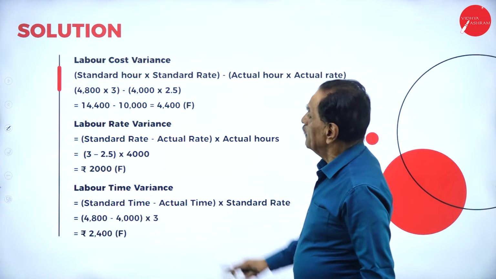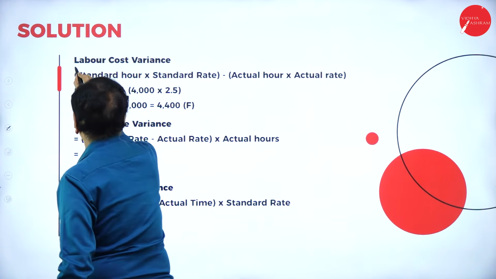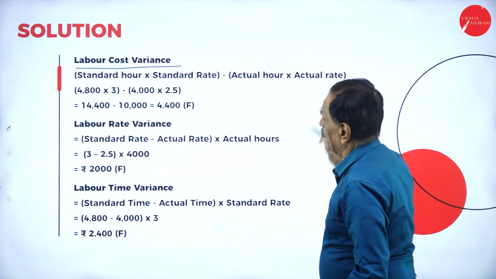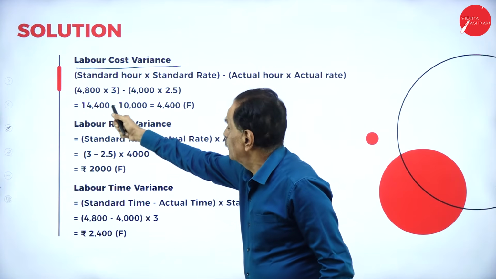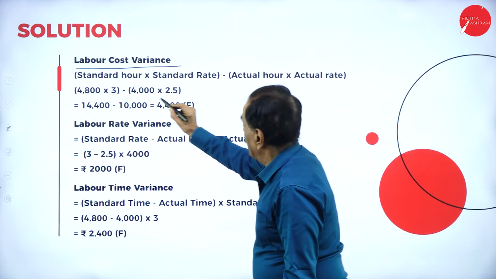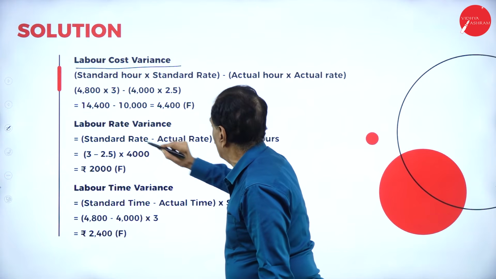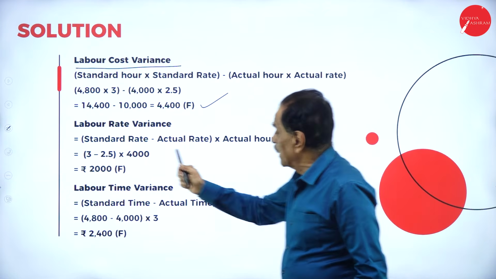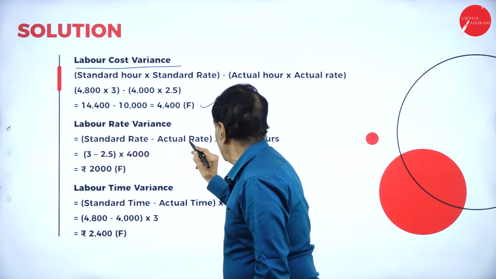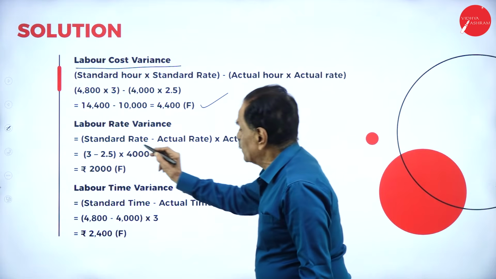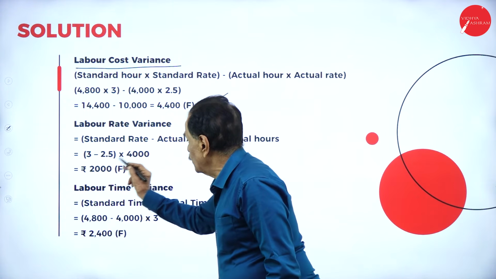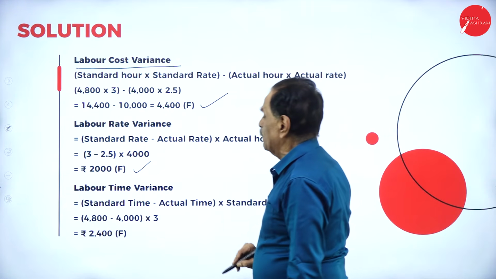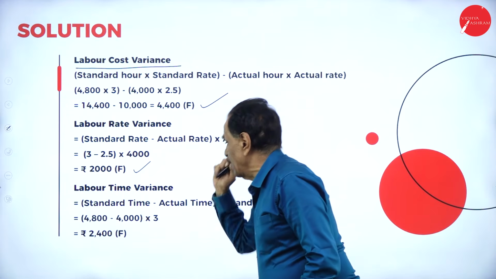Labor cost variance, the first one I have done. Standard hour into standard rate minus actual hour into actual rate. Your standard hour is 4,800 into 3 minus 4,000 into 2.5, that is 10,000. It works out to 4,400. A positive figure means favorable. Labor rate variance: standard rate minus actual rate into actual hour. Your standard rate is 3 minus actual rate is 2.5 multiplied by 4,000. It is 2,000 favorable.